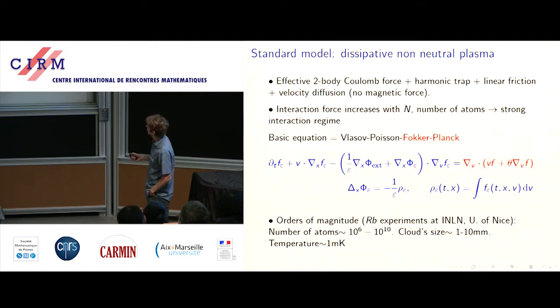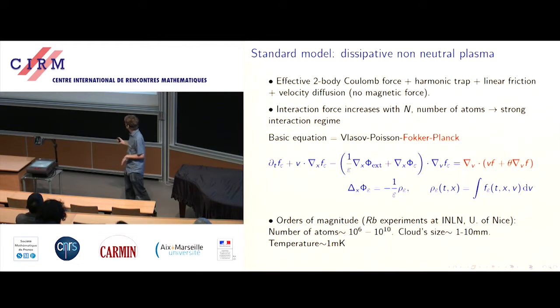So you can recognize what's going on here. This is the external potential. This is the self-consistent Poisson potential. So this is the equation for the self-consistent Poisson potential. And this is the Fokker-Planck operator in velocity. So it's already in a non-dimensionalized form. And what's important, I've put the Fokker-Planck operator in red, because sometimes I will keep it, sometimes I will remove it, but it will not change a lot in the main results of this talk.